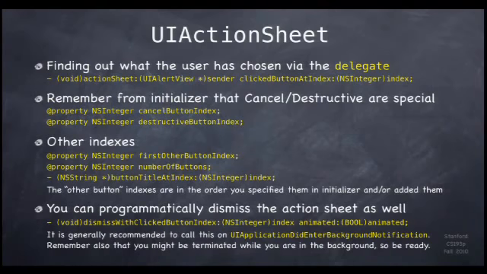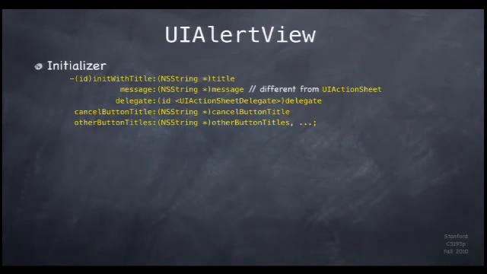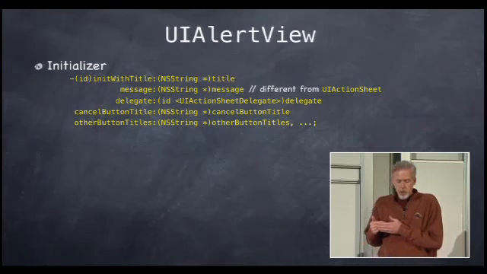So you could say dismiss with clicked button index, cancel button index, okay, to cancel it. Okay. UI alert view, very, very similar to UI action view in terms of its API.